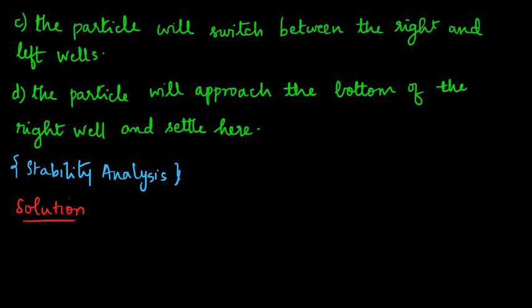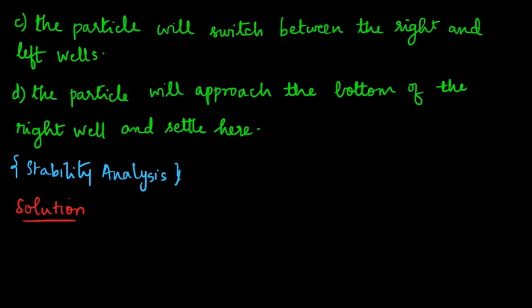In the third and fourth options, we have that the particle will switch between the right and left wells. The particle can't switch because it won't have energy greater than V naught. We have already seen in my stability analysis video that only if the particle's energy is less than the potential V naught, the particle will be stable. So option C will be false. The particle will approach the bottom of the right well and settle there. A particle will never settle. It will have some energy, so it will be in some movement.